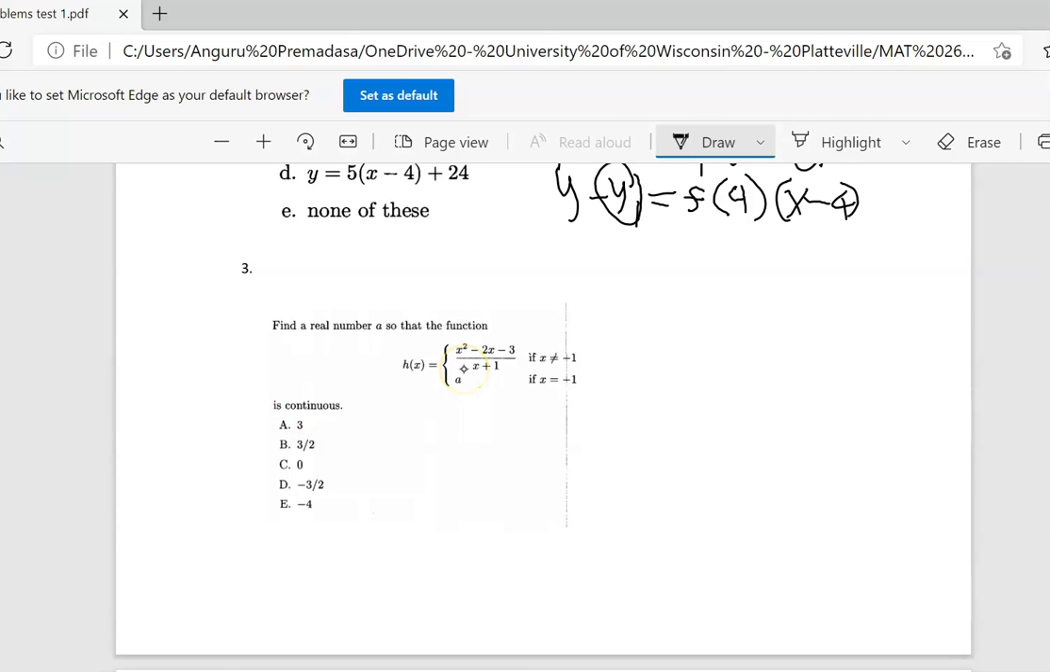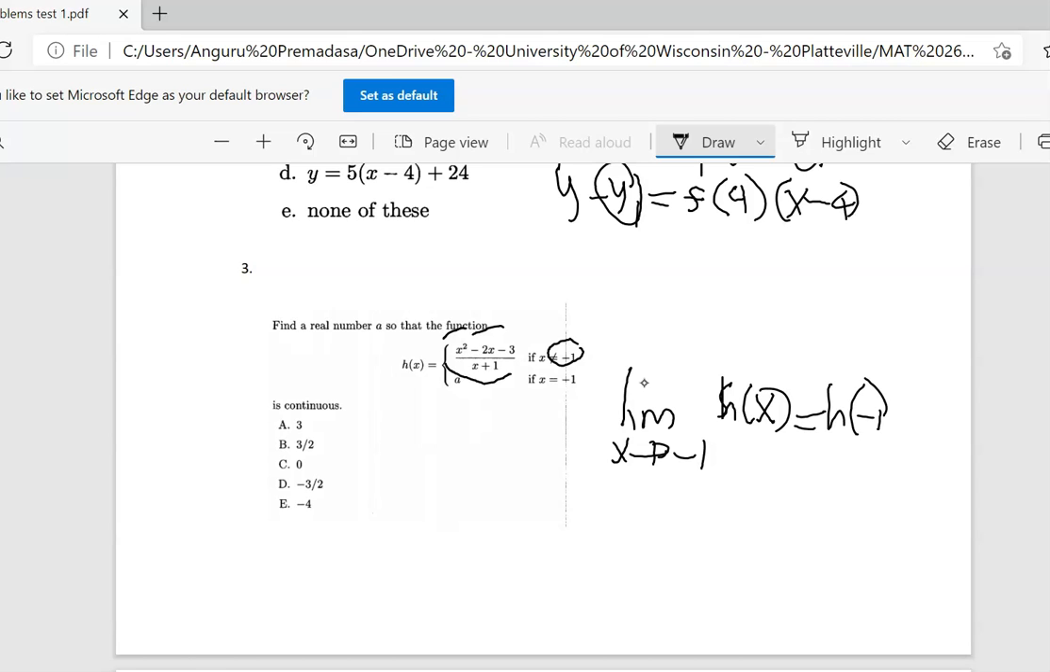In this particular problem, you want it to be continuous. Now you can see that the only tricky point is x equals -1. When x is not equal to -1, you have a polynomial over a polynomial, a rational function, which is continuous, right? So the only tricky point is x equals -1. In order to assure that it is continuous, we need to show that the limit as x goes to -1 of h of x is equal to h of -1.